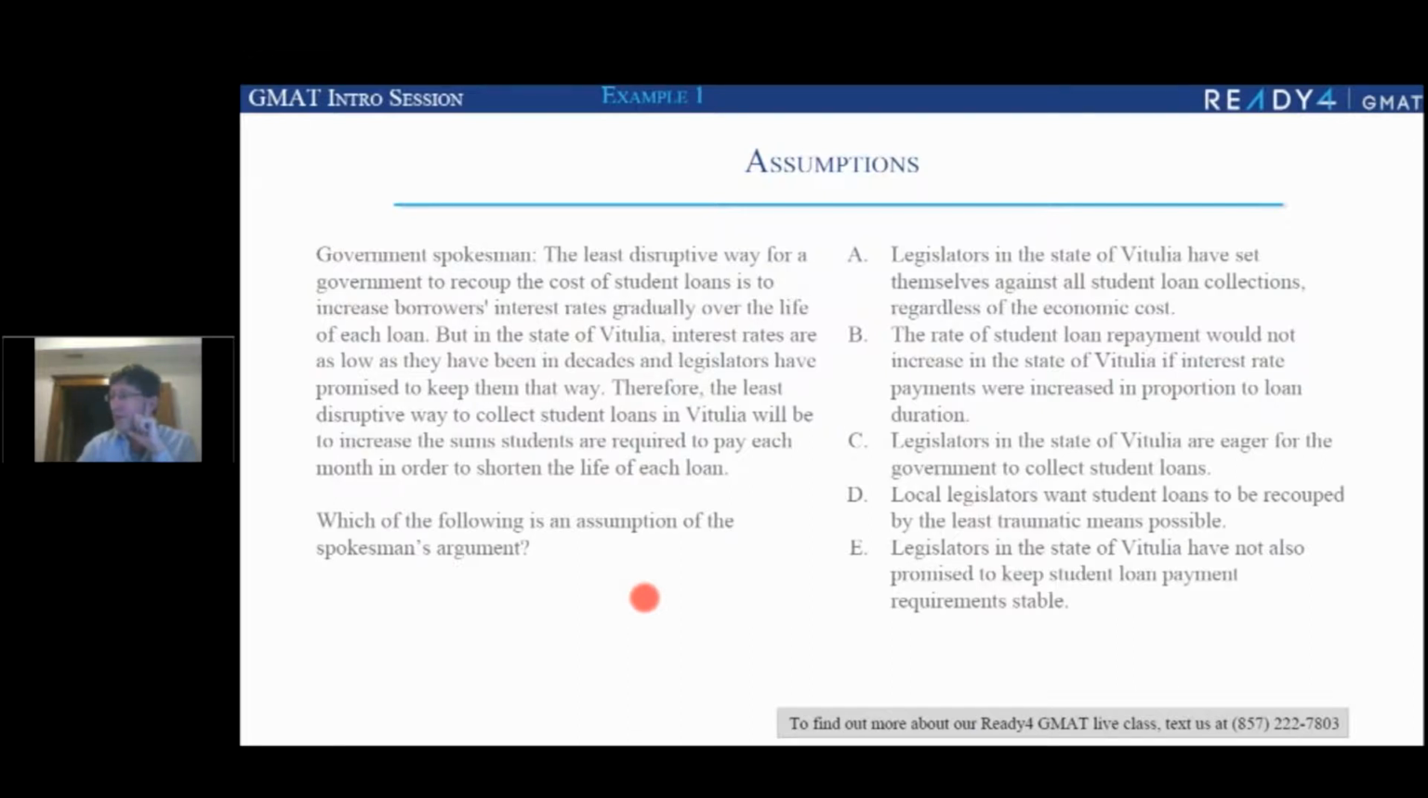So obviously the key word in the question is the word, there we go. So it's the assumption in the spokesman's argument. Okay. And let me give you one more clue here. This word therefore should indicate that that's the main idea or the conclusion of the argument.